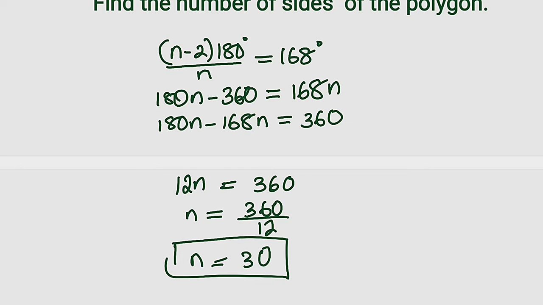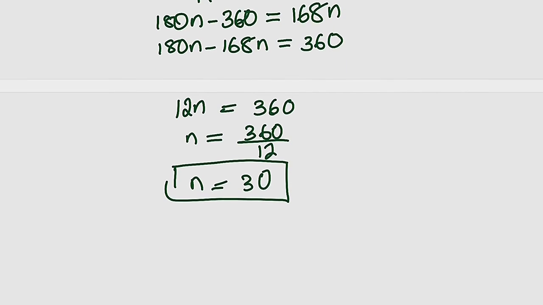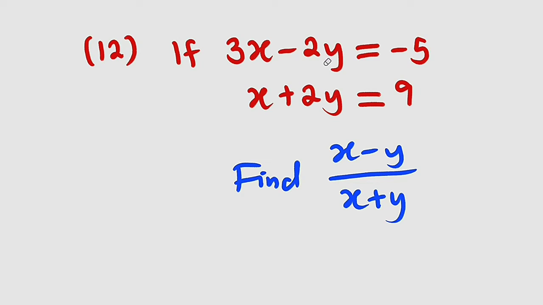And this is question number 11. Now let us move on to question number 12. If 3x minus 2y is equal to negative 5 and x plus 2y equals 9, we're asked to evaluate x minus y divided by x plus y.